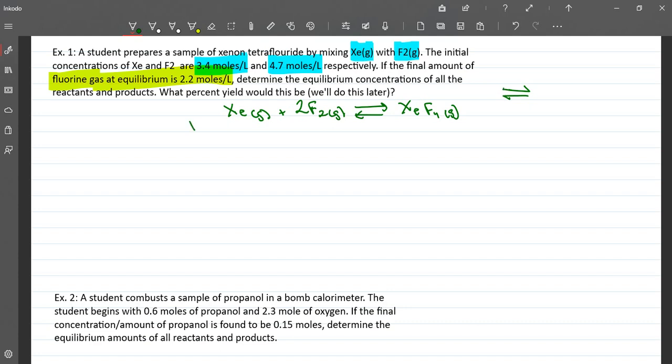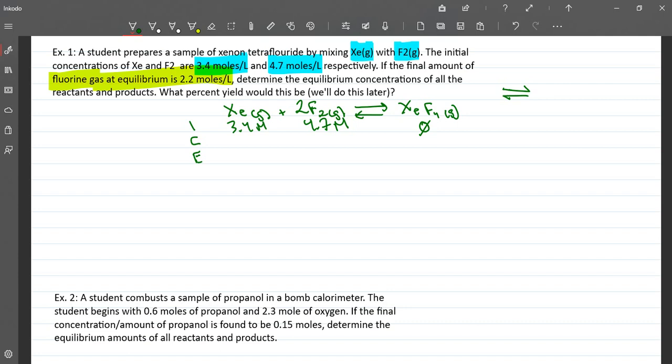Okay, so ICE. I-C-E. All right, so from our question here, we have 3.4 big M, where M stands for moles per liter, and 4.7 big M, moles per liter, initially. These are our initial values. And initially, before these two react, we have no product made, right? So we're going to say 0.